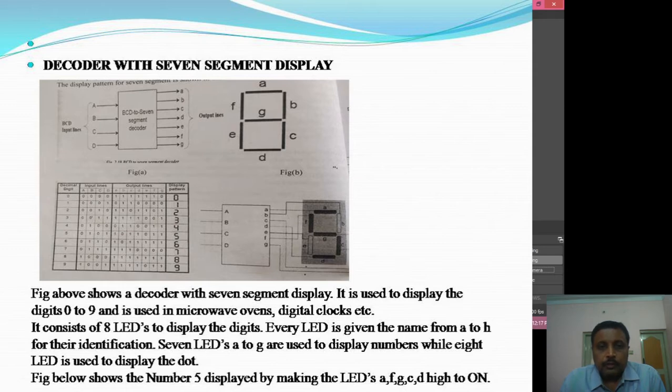You can refer to the truth table wherein, for the decimal digit that is required to be displayed, you provide the inputs accordingly and the outputs get highlighted. This is a decoder with a 7-segment display.